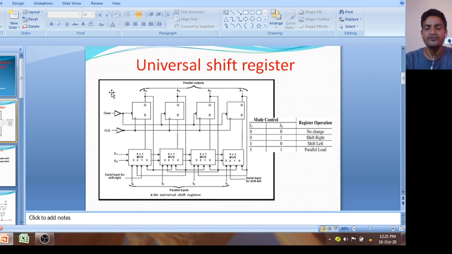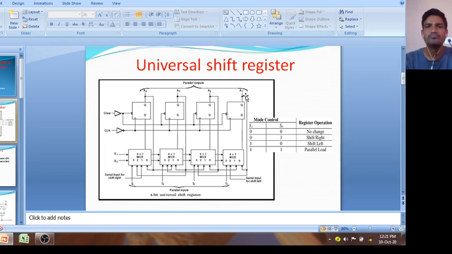This is very, very simple. You just have to remember the values of S1 and S0. If 0 0, no change, you will use I0. This I0 is connected to this, this I0 is connected to this, this I0 is connected to this, this I0 is connected to this. Means whatever is the input will be the output. So no change.